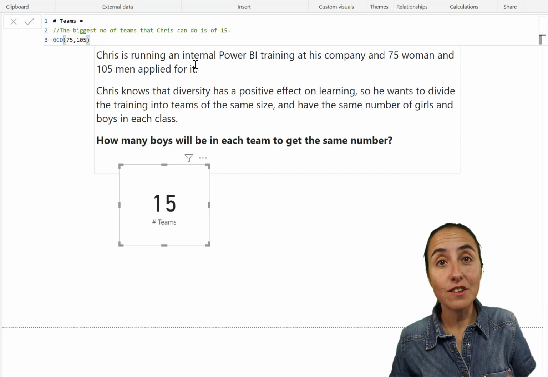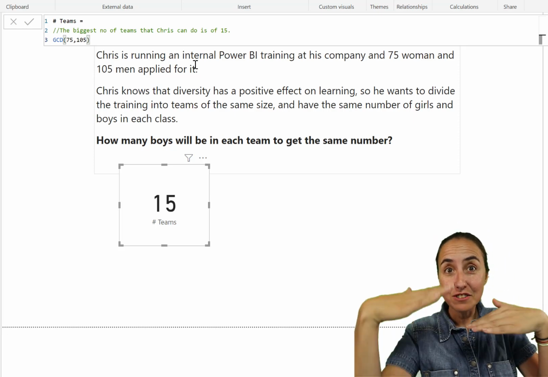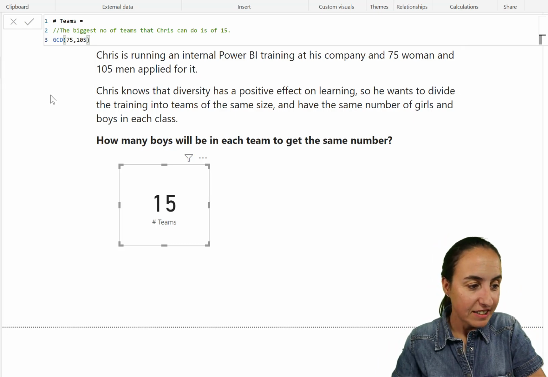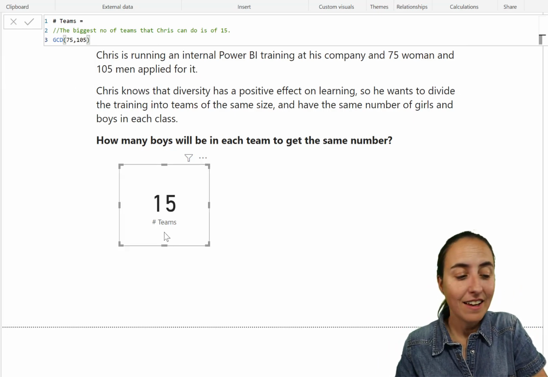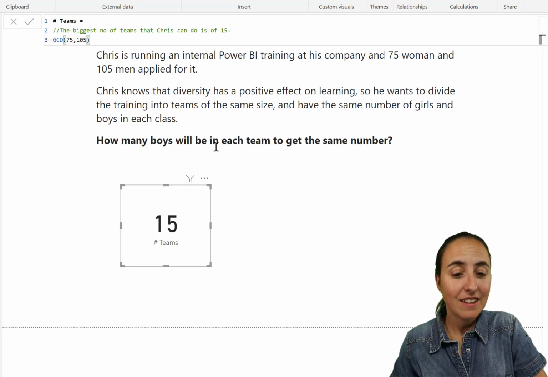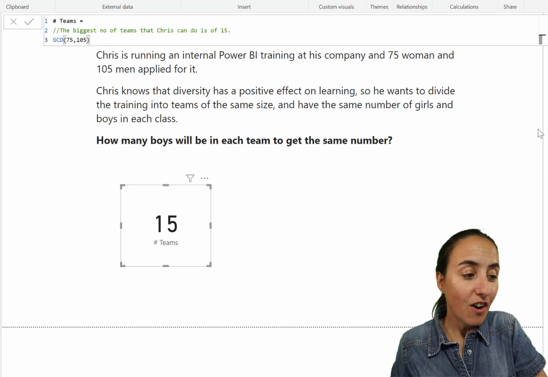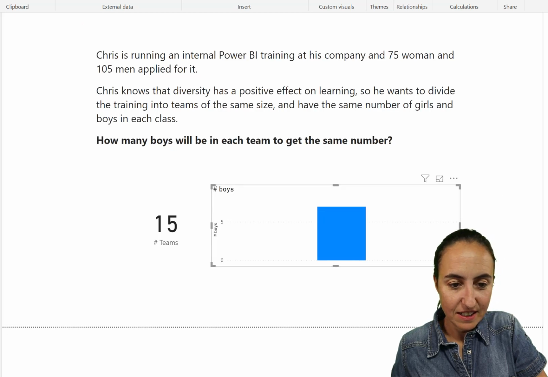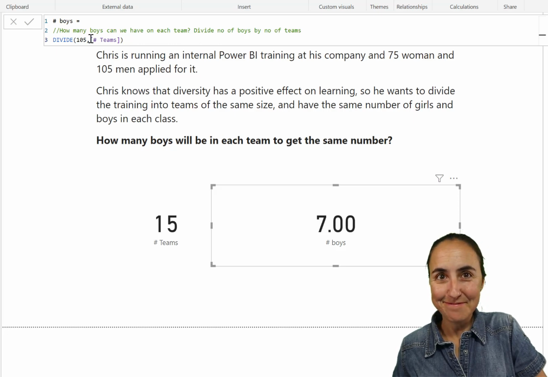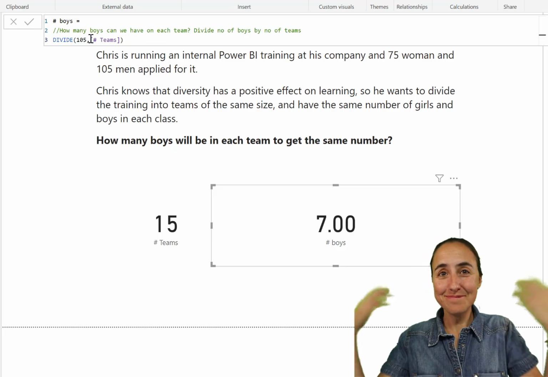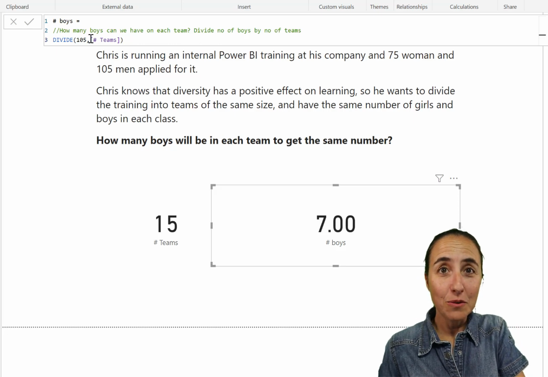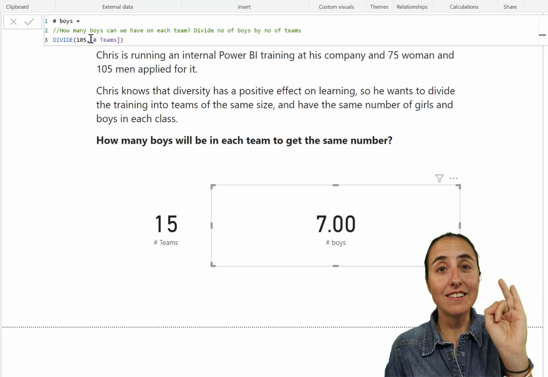So 15. If you divide the 75 and the 105 and try to find the greatest common divisor, it will be 15. So you put GCD, 75 and 105. Now he has to make 15 teams, but that does not answer how many boys there have to be on each team. If we have 105 boys and 15 teams, you divide it and you get 7 boys per team. So now you know how many boys and girls and how many teams Chris should have for an equal share of teams and gender.